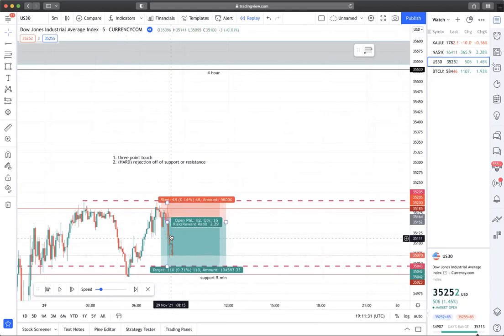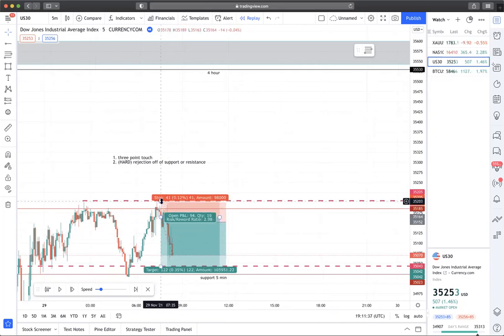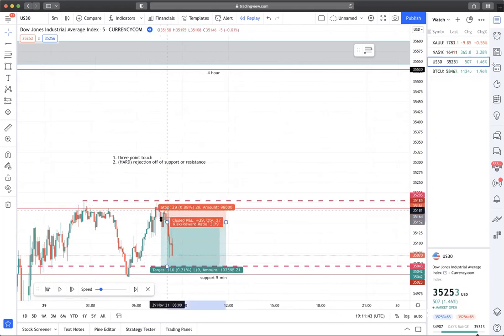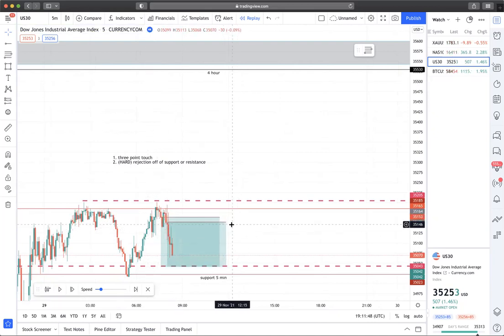Okay, so with this rejection, this previous candlestick with that rejection, I would have seen that and I would have moved my stop loss below my entry point. So wherever I had entered, move it to break even or right below so that now it moves risk free.